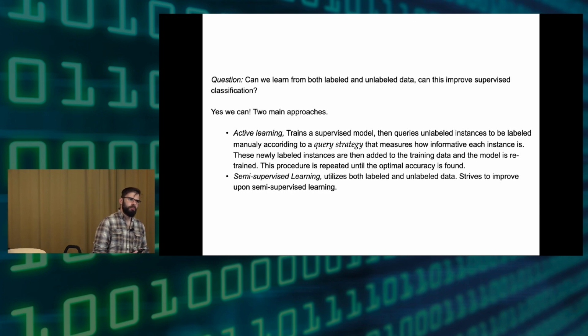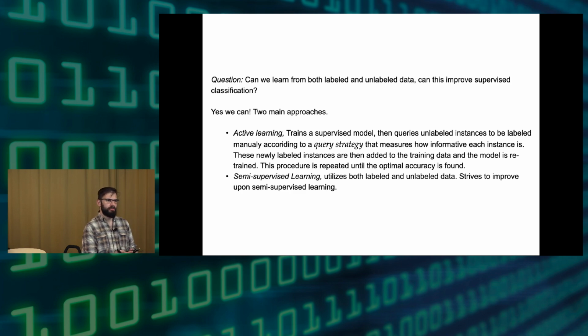So the main question we have is, can we learn from both labeled and unlabeled data, and can this improve supervised classification? And the answer is yes. There are two main approaches that I've been looking into: first active learning, and then semi-supervised learning.